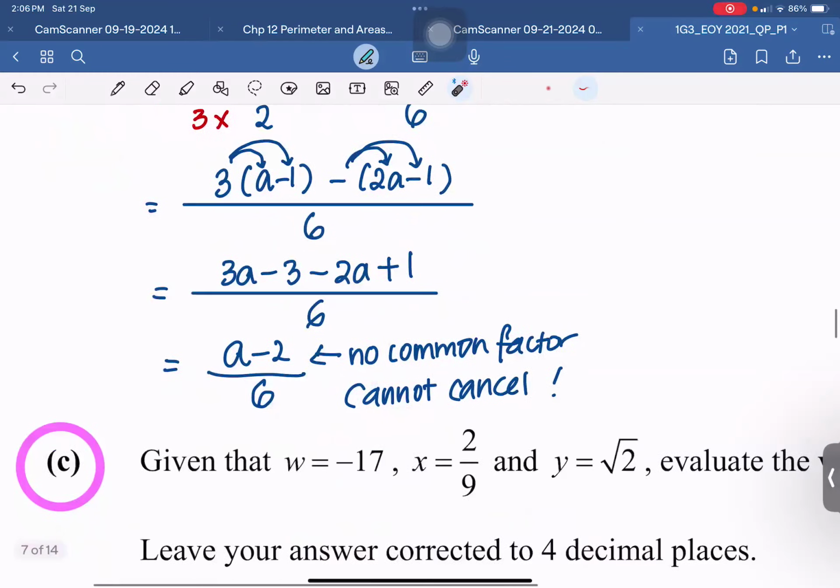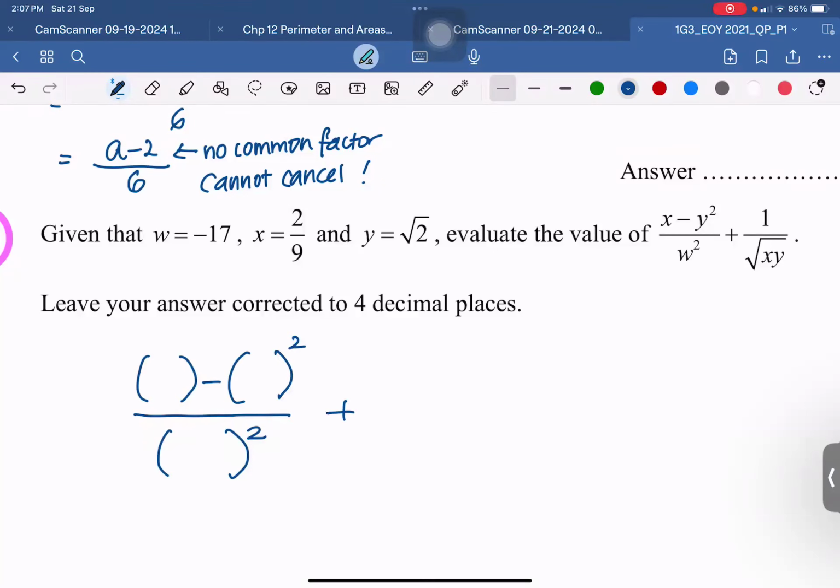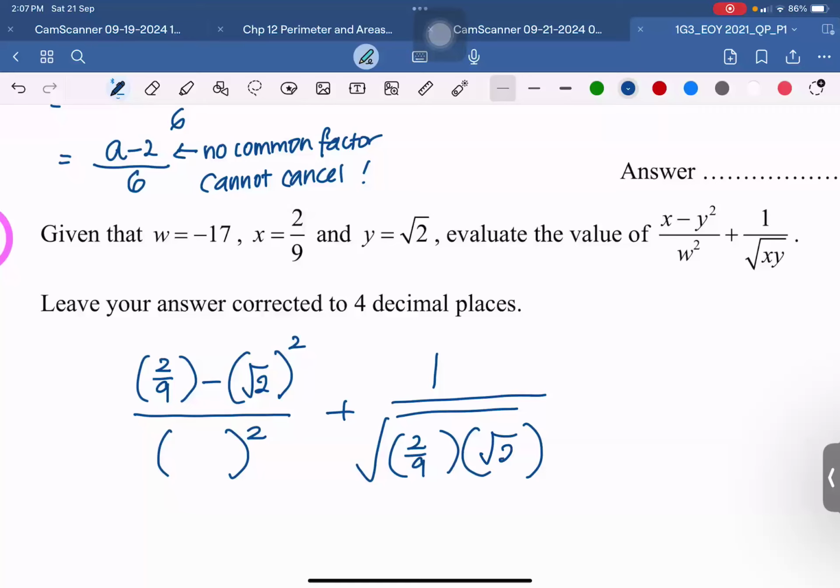Next one, somebody asked for this. Given that the teacher is just trying to make it very complicated, but our steps required is actually just to replace everything and then write it into our calculator exactly. It looks very complicated, but I don't bother. I will put everything with brackets and I will sub in the value. So x is a fraction 2 over 9. y is square root 2.